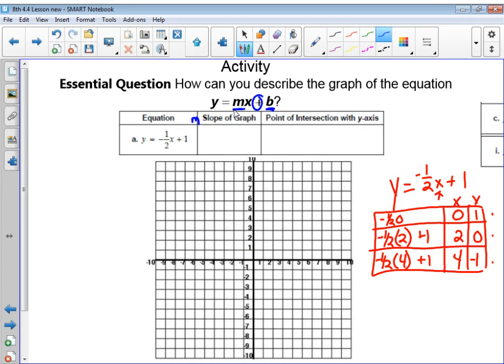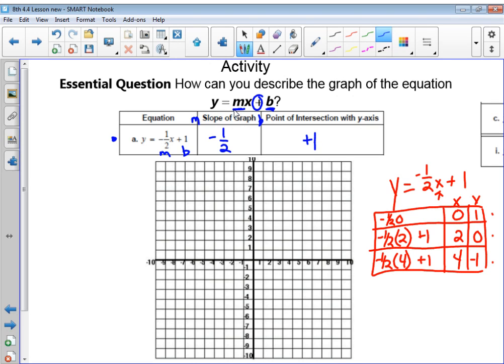So today we're going to work with understanding those different pieces. If I were to graph the equation y equals negative 1/2 x plus 1, the slope of my graph is the number connected to the x. So my slope is negative 1/2. My point of intersection with the y-axis, where it crosses the y line, is my b in my equation. That was a positive 1.